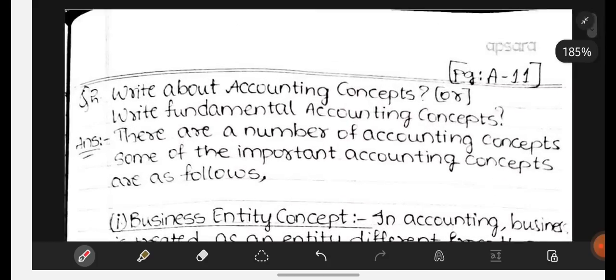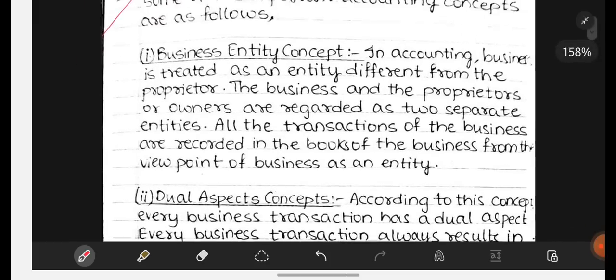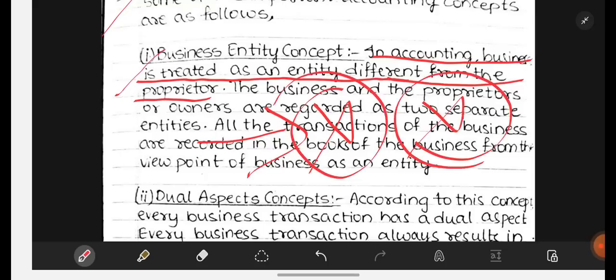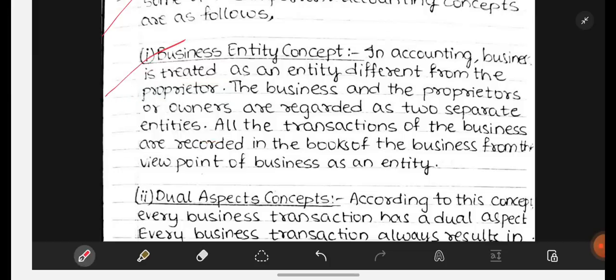In your own way you can write about accounting concepts. Or else they can ask about fundamental accounting concepts. The answer will be the same. There are a number of accounting concepts. Let us see. Business entity concept. What is this concept? In accounting, business is treated as an entity different from the proprietor. Yes or no? Here the business organization is separate and the proprietor is separate, both are not the same. The proprietor can't use the business amount or business property for his personal use.